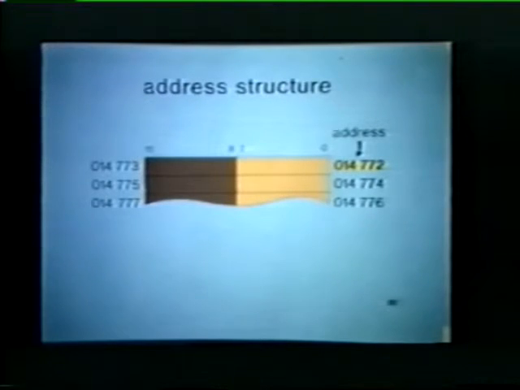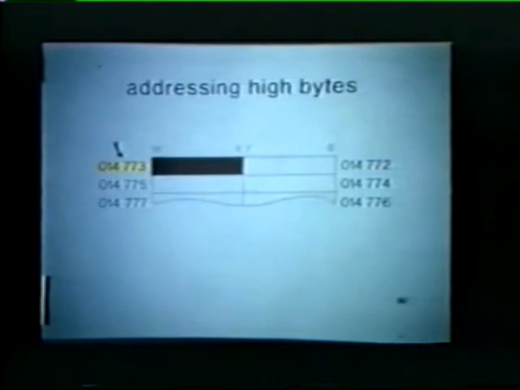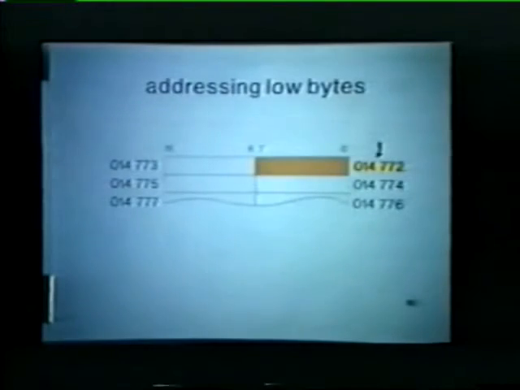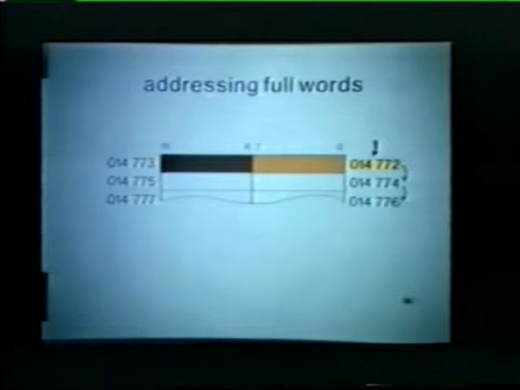As we noted earlier, a unique address is assigned to each memory location. This address is specified by a 6-digit octal number. High bytes are always designated by addresses ending in an odd number, such as 014773. On the other hand, low bytes are designated by addresses ending in an even number, such as 014772. Word locations are also designated by even-numbered addresses. Thus, consecutive word locations are always addressed in steps of 2.